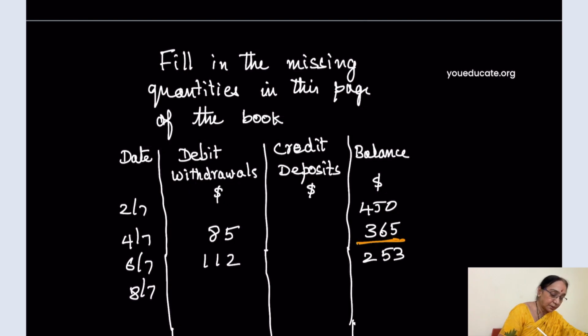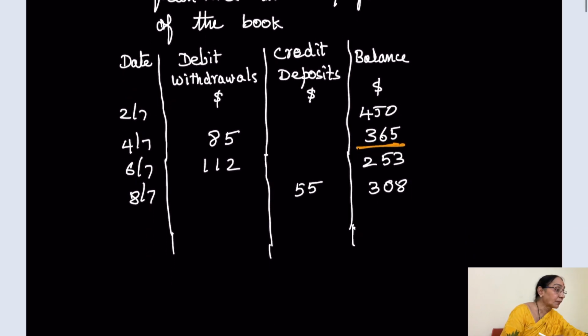Now on the 8th, what happens on the 8th? $55 has been credited into your account. Somebody has paid or you have paid yourself. So now what would be the balance? You will add 253 plus 55, and that is 308.